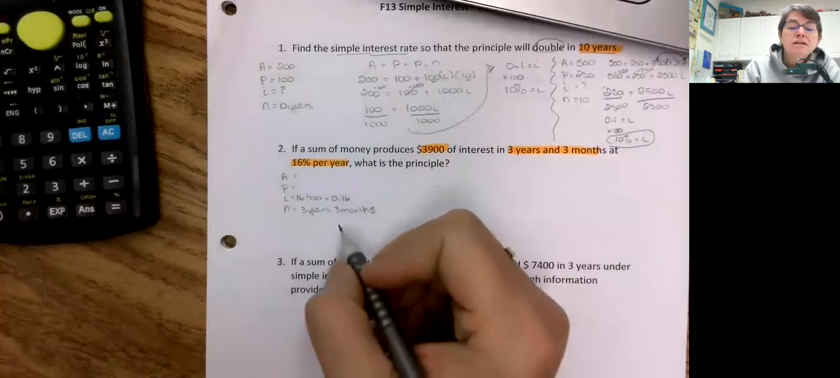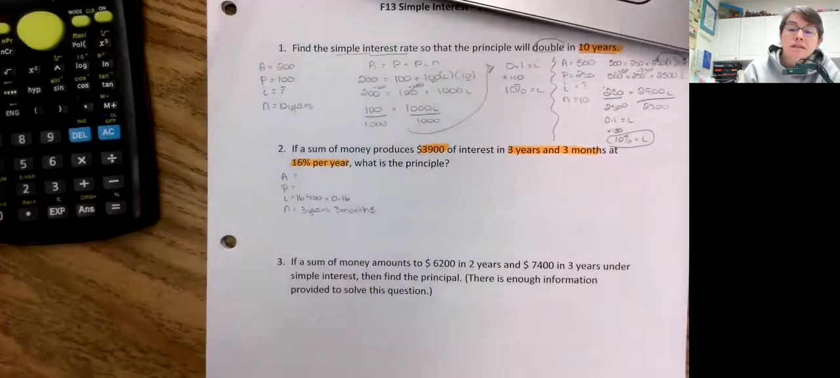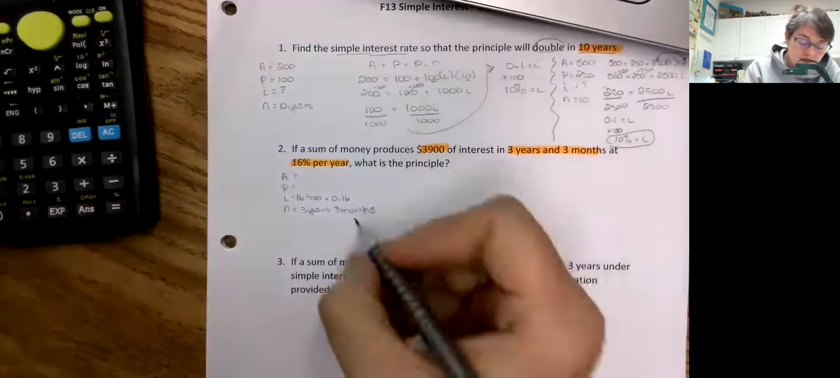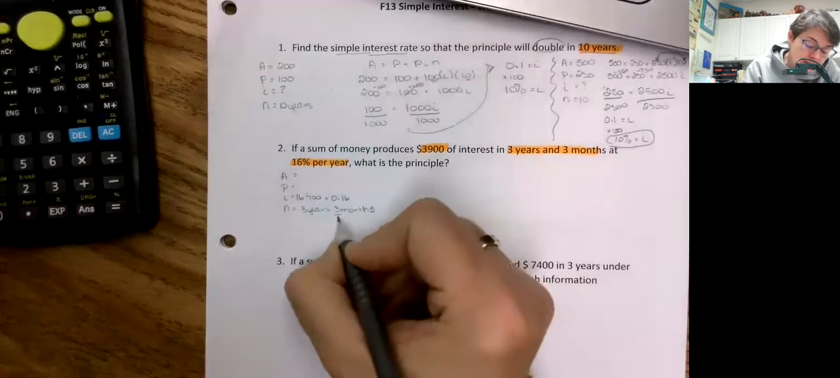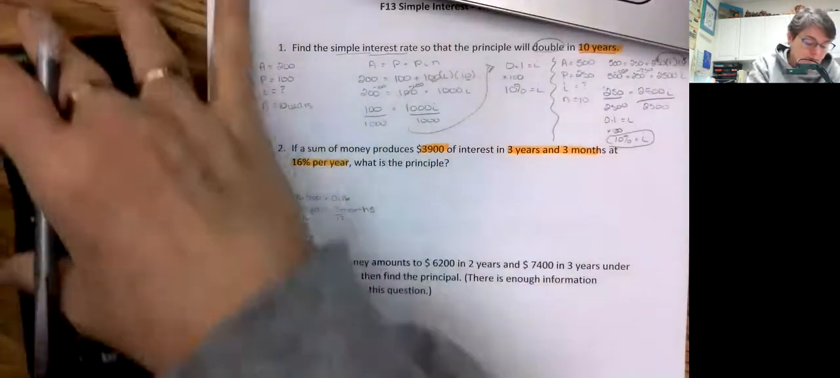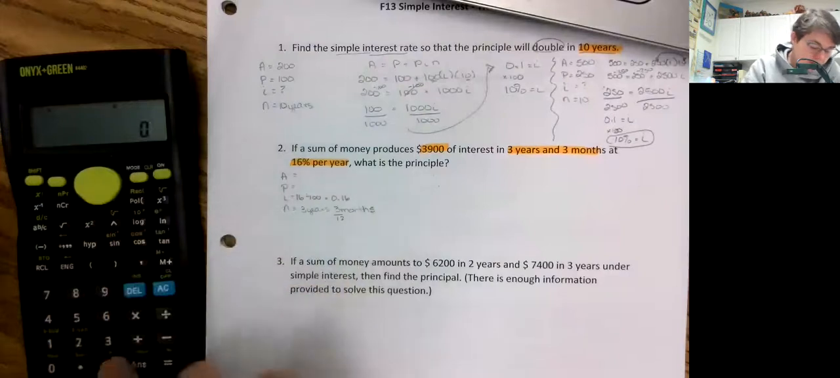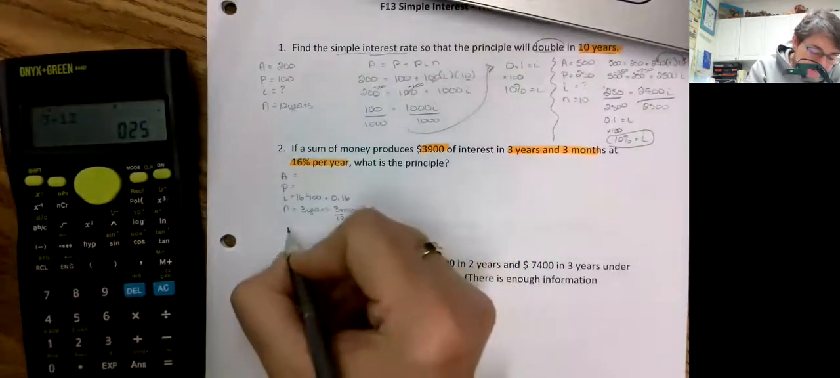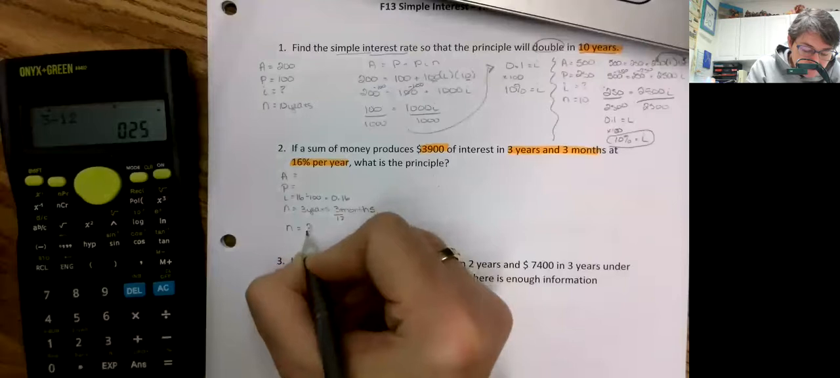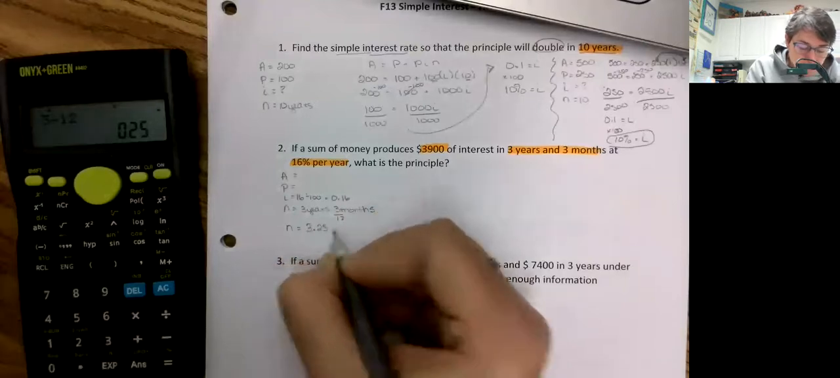We need to convert that all into years because the formulas that we use at this point, everything is in years. So there's 3 months out of 12. So 3 divided by 12 should be 0.25. So n is equal to 3.25.